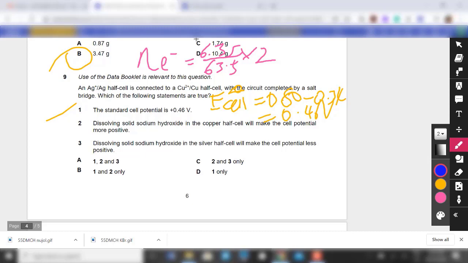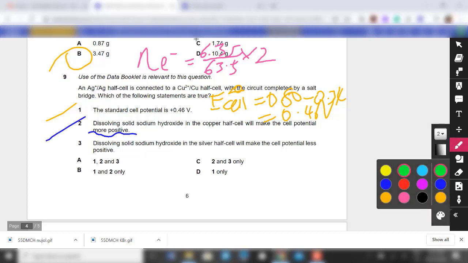Next option, dissolving sodium hydroxide in the copper half cell will make the cell potential more positive. Same story: if you add sodium hydroxide in, copper(II) hydroxide will be precipitated out. So the position of equilibrium of copper 2+ to copper will shift to the left, and the reduction potential of copper 2+ to copper will become less positive, because the forward reaction is now less spontaneous. So your E cell will become more positive. The second option seems to make the tick as well, because the cell potential is more positive, so that's fine.